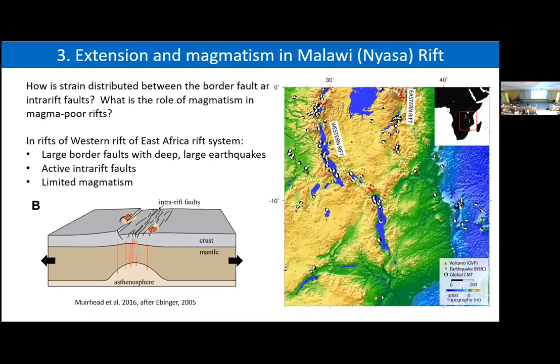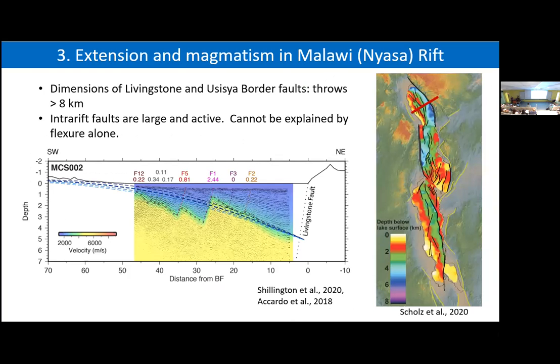There are very large border faults with deep earthquakes that occur on them, and active intra-rift faults. Here would be an example of a border fault in this cartoon, and you have these smaller faults within the basin created by that border fault. And there's relatively limited volcanism, at least at the surface. So two of the questions we ask ourselves are, how is strain distributed between the border fault and intra-rift faults? And what is the role of magmatism in a rift like this?